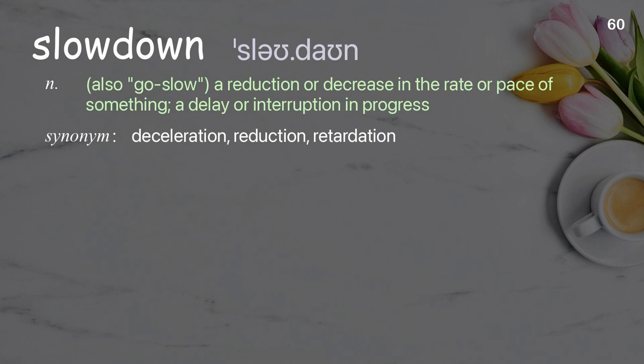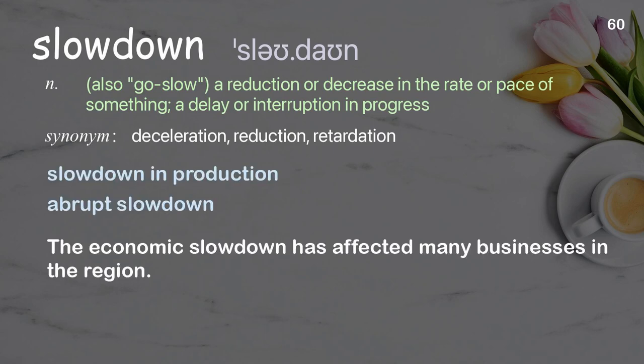Slow down. Also, go slow: a reduction or decrease in the rate or pace of something; a delay or interruption in progress. Examples: slow down in production, abrupt slowdown. The economic slowdown has affected many businesses in the region.